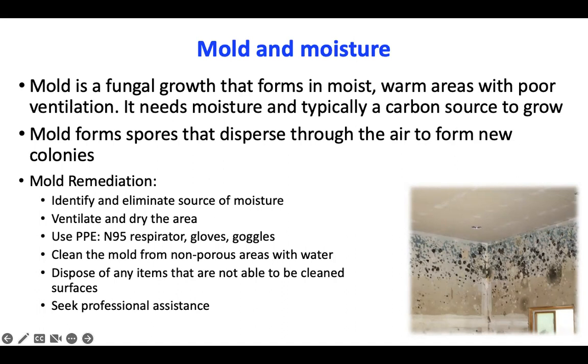As to mold remediation, a very important step will be to identify and eliminate the source of moisture. If there's a leaking faucet, you want to get rid of any leaks, repair or replace them, and also ventilate and dry the area. Remember, mold needs moisture to grow the colony.